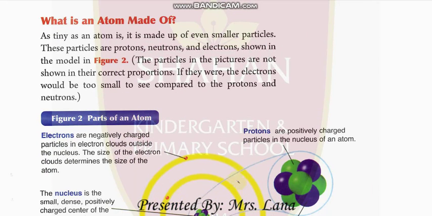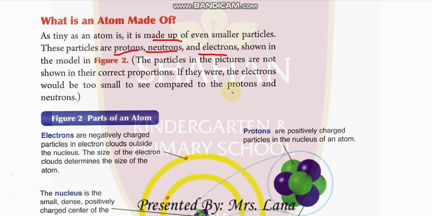And here we have: what is an atom made of? As tiny as an atom is, it is made up of even smaller particles. These particles are protons, neutrons, and electrons.